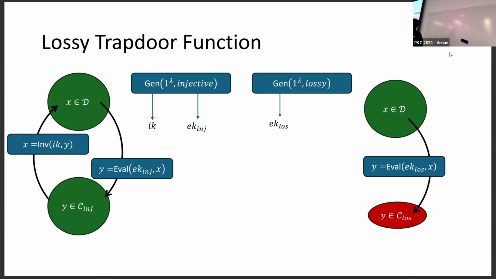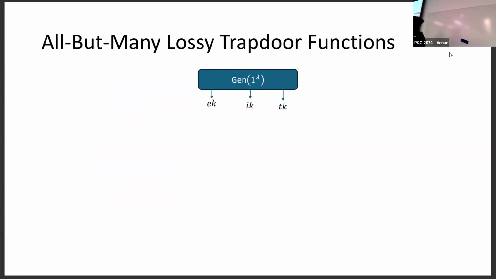We have seen lots of trapdoor functions. Let's step up the game. It's going to get more complicated. Now we're going to choose our all-important lossy trapdoor functions. Now we have a generator. It generates three keys: an evaluation key, an inversion key, and a tag key. And the evaluation key is not in the injective or lossy mode. It's just a normal evaluation key.